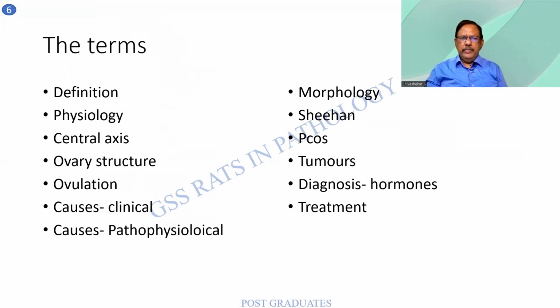Coming to the terms, it is always a central cause, a local cause, and a secondary cause that can cause infertility. There can be tumors. There can be other syndromes which are associated with it. There can be hormones, and it can be either pathology or physiology or pathophysiology.